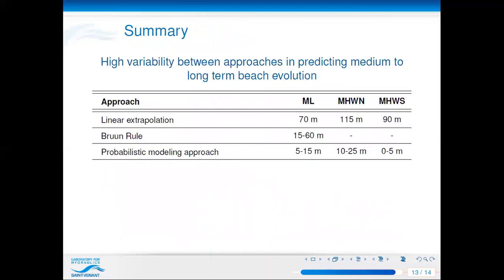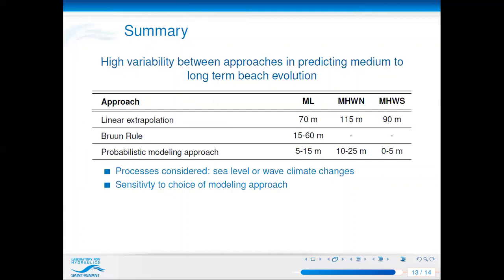So we see in summary very high variability between different approaches in trying to predict medium to long-term beach evolution. And this is very highly dependent on the processes that are considered, so whether it's sea level rise only, wave climate changes, or both. And it's also very sensitive to the kind of modeling approach that we may use, for example, in choosing a probabilistic kind of modeling approach.